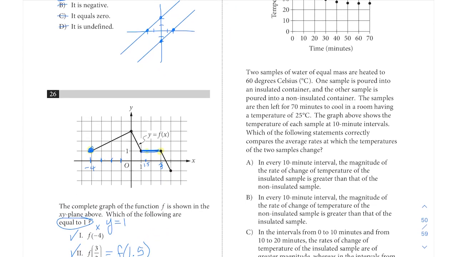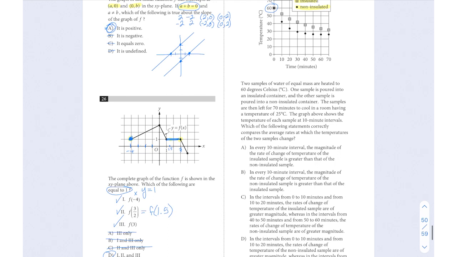Now let's take a look at our answer choices, and we're talking about the average rates at which the 2 samples change. So I'm going to zoom out a little bit so we can see the graph while we read through these. For A, it says in every 10-minute interval, the magnitude of the rate of change of temperature of the insulated sample is greater than that of the non-insulated. And so here the insulated one, as we just said, changes less than the non-insulated one. So A sounds like it's the opposite of what we're trying to find. For B, it says in every 10-minute interval, the magnitude of the rate of change of the temperature of the non-insulated sample is greater than that of the insulated sample.